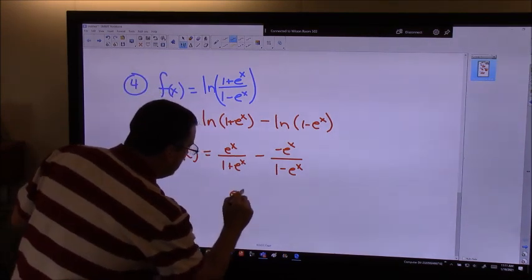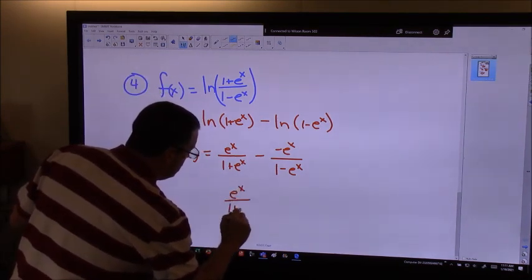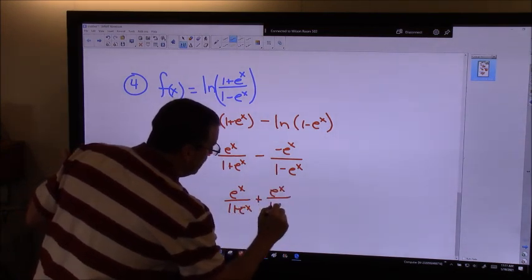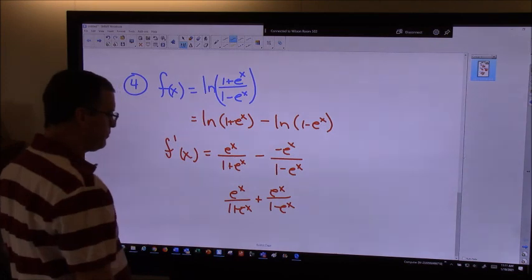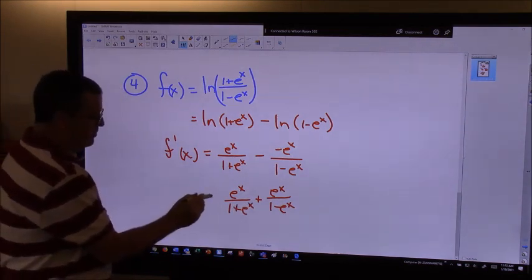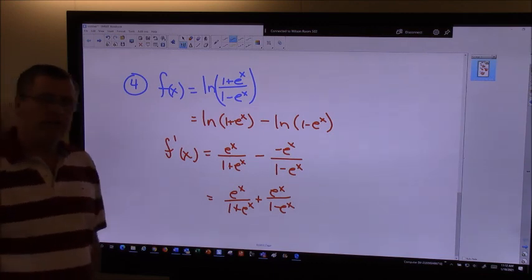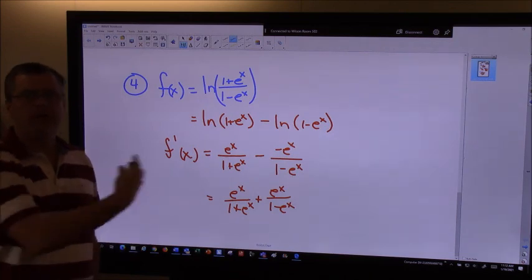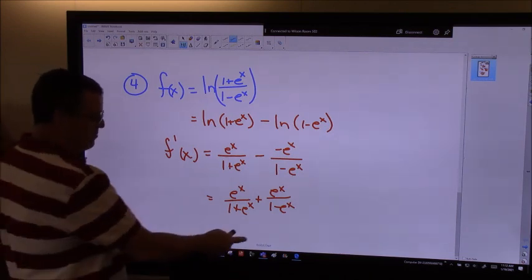So e to the x over 1 plus e to the x, plus e to the x over 1 minus e to the x. If you check this with the back of the book, you may see this as an answer, or they may get a common denominator and add those together. I don't know. I always like to be prepared for whatever's coming.